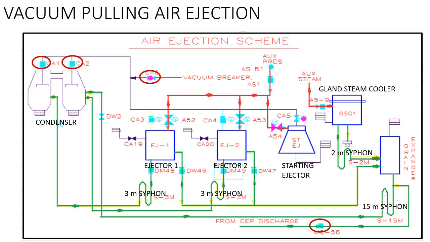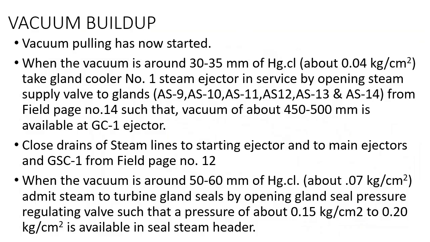Then vacuum buildup. Now the vacuum pulling has started. When the vacuum is around 30 to 35 mm of Hg column, that is about 0.04 kg per square centimeter, take the gland cooler number 1 steam ejector in service by opening the steam supply valves to glands, that is AS9, AS10, 11, 12, 13, 14, HP, IP and LP glands, from field page number 14, such that a vacuum of about 450 to 500 mm is available at GC1 ejector.